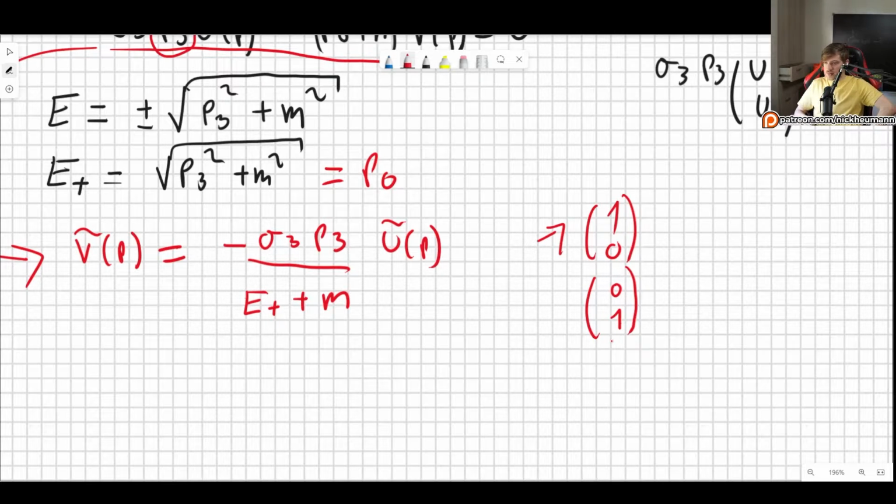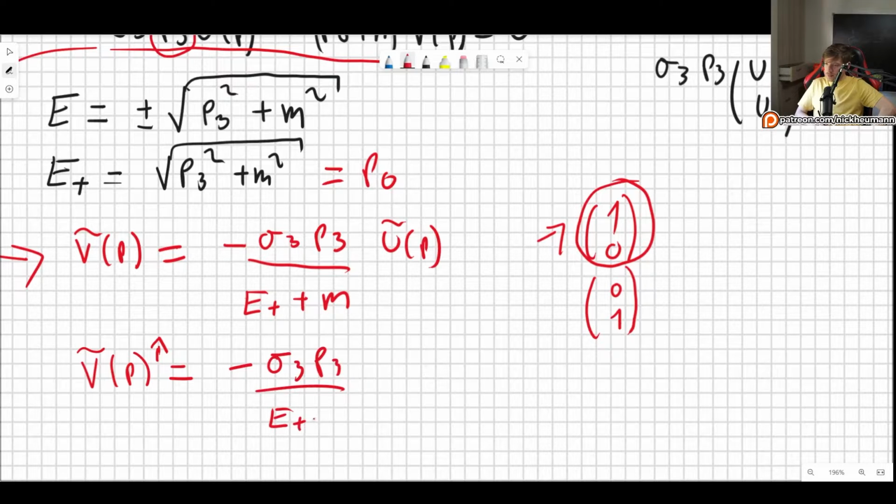So there are two possible values thus for V tilde of P. V tilde of P can be, in the case where we have this one, which I will call, for no particular reason, with this arrow upwards, kind of like spin up, but we haven't said anything about the spin of the particle, so I'm just going to use the notation and it will make more sense later. So this is minus sigma 3 P3 over E plus m, and then 1, 0. And if we multiply through, keep in mind that this is the matrix 1, 0, 0, minus 1.